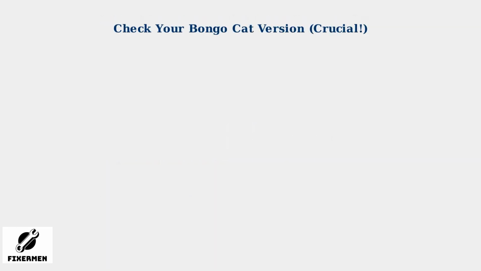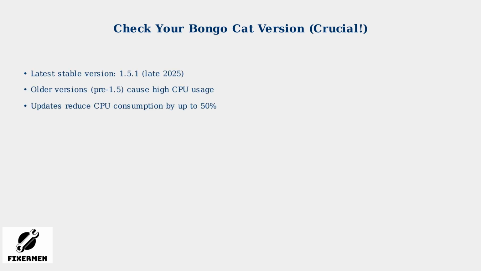Before trying any other fixes, ensure you're running the latest stable version of Bongo Cat, which is version 1.5.1, released in late 2025. If you're on an older version, especially anything before 1.5, you're much more likely to experience high CPU usage. These older versions lack critical optimizations. The updates in version 1.5.1 and later include important performance improvements that can reduce CPU consumption by up to 50%.